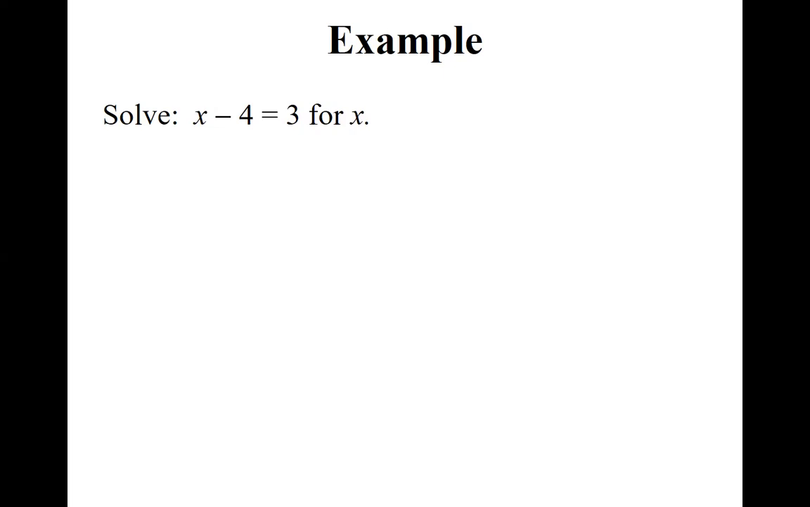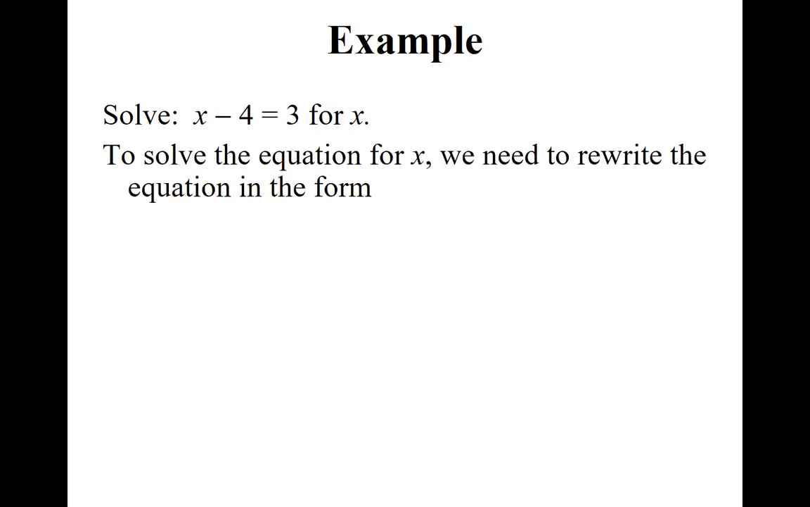So here we have x minus 4. We want to get the x by itself. We need to undo minus 4. The opposite of minus is plus. So we plus 4. Whatever we do to one side, we do to the other. Plus 4 on both sides gives us x equals 7. That's how we need to get x equals 7.